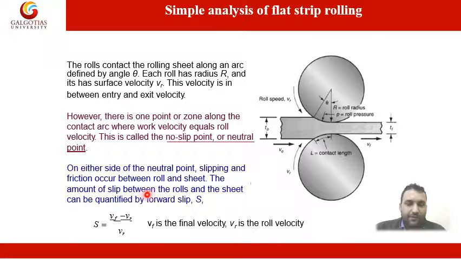The amount of slip between the roll and sheet can be quantified by the forward slip s. s is equal to vf minus vr divided by vr, where vf is the final velocity of the work and vr is the roll velocity.